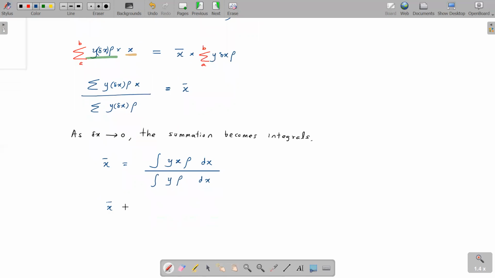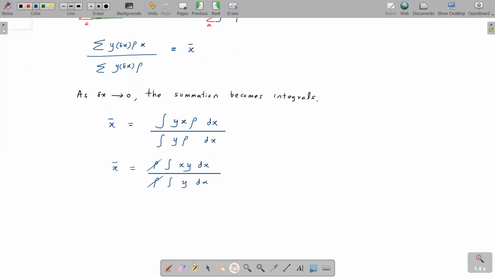So x bar equals, guys, rho is a constant. You can take it out. The integration is happening with respect to x, right? So you can take the rho out, and you have here integration of xy with respect to x divided by rho times the integration of y with respect to x. So rho is a constant, it can cancel out. And you have your final equation, x bar equals integration of xy with respect to x divided by integration of y with respect to x.